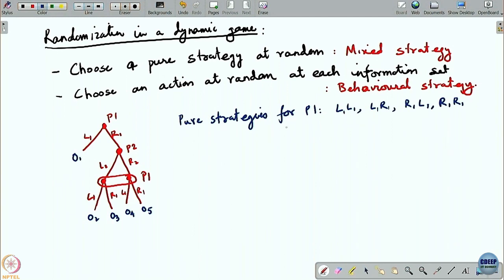Okay, how many pure strategies for player 2? He has just 1 information set, he has only 2 pure strategies, which is to play L2 or R2. So what is now a mixed strategy for player 1? A mixed strategy for player 1 is a probability distribution on this set here, which means he is going to play one of these at random. Okay, so the set of mixed strategies, let's call this gamma 1 and let's call this gamma 2.